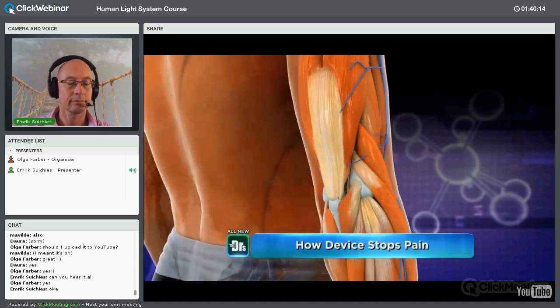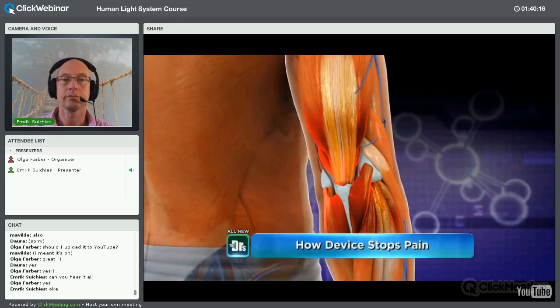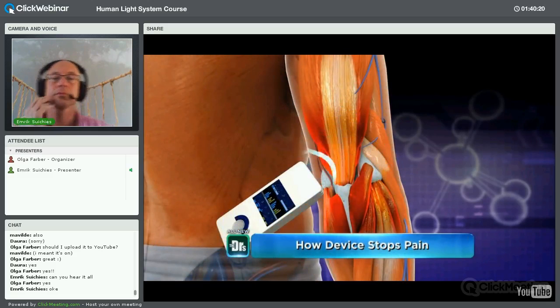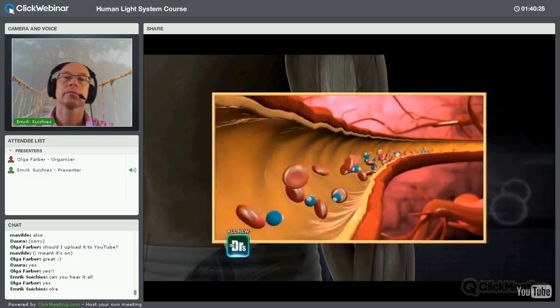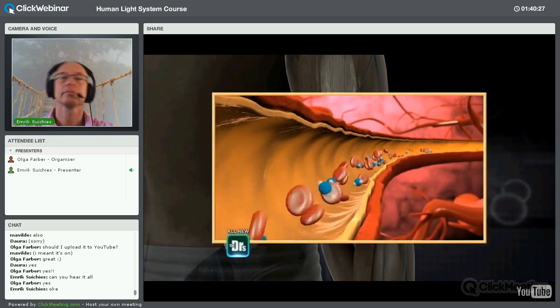So you have pain, for example, in your elbow, and that pain is a disturbance in the energy field. And what happens is, by using the Mihealth device in that area, you're actually getting increased circulation and increased hydration in the joint.